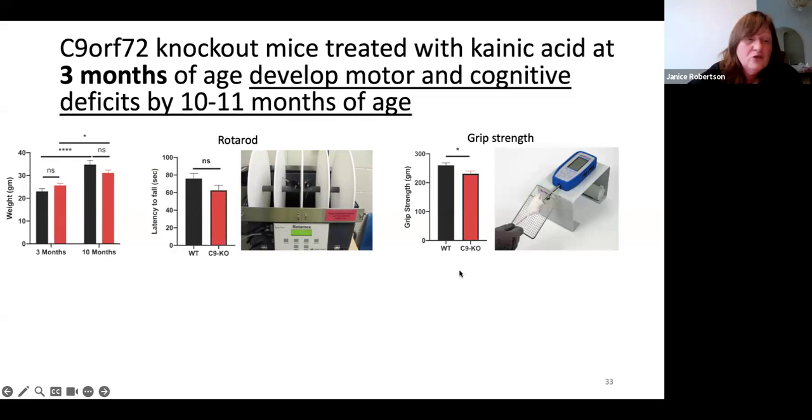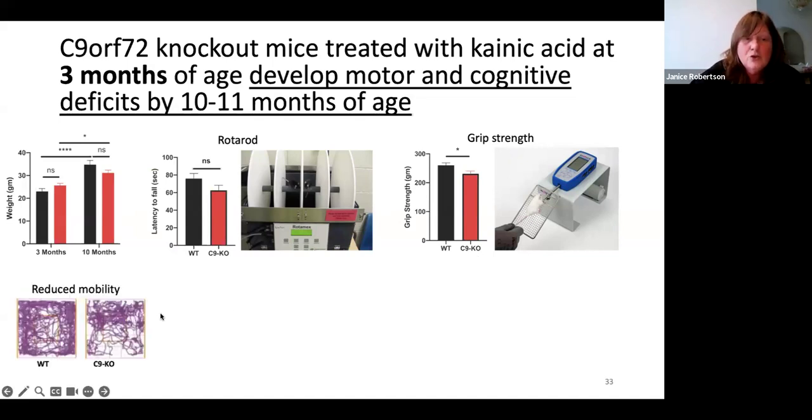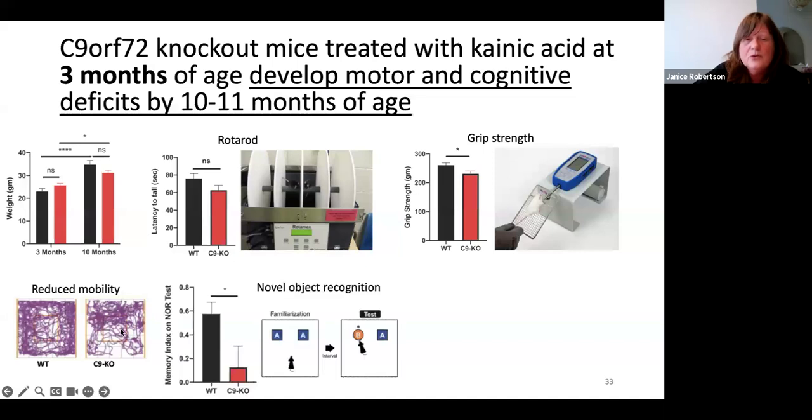With the C9 knockout mice treated with kainic acid, you can see that they have, that's a measurement of motor performance. They have reduced mobility compared to wild type animals. They have memory deficits. So this test is really significant, is that a mouse always wants to explore a new object. So it starts off, has the same object that it will explore, and then you replace one of the objects, and then you measure the amount of time. The wild type animals treated with kainic acid, the C9 knockout animals treated with kainic acid, how long do they spend looking at each object?